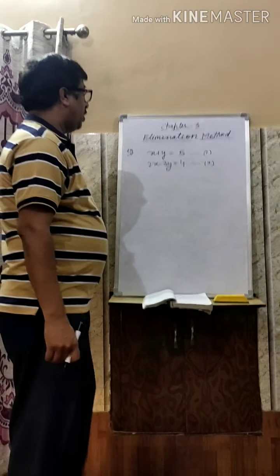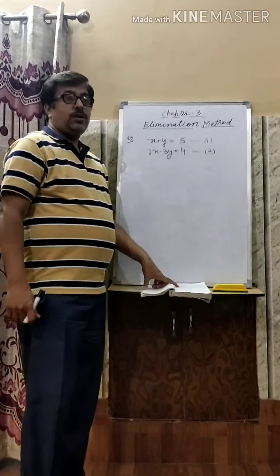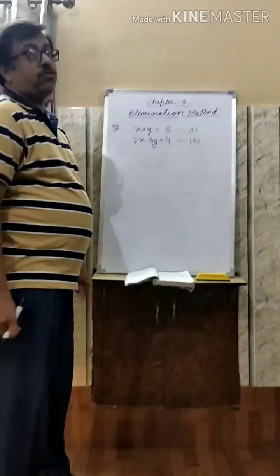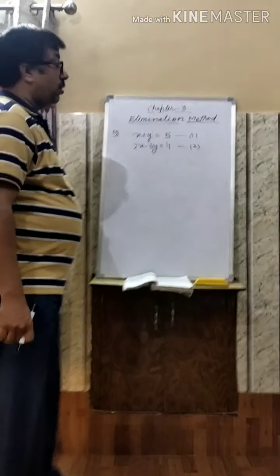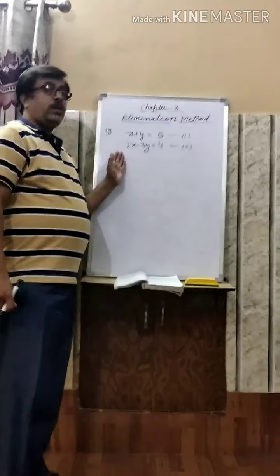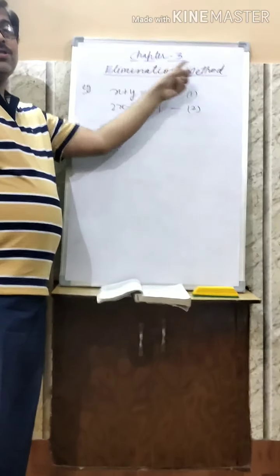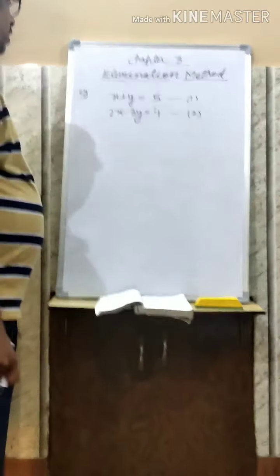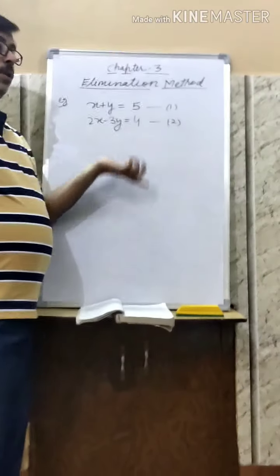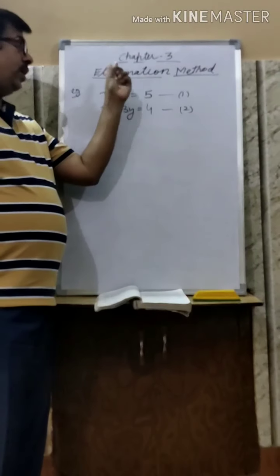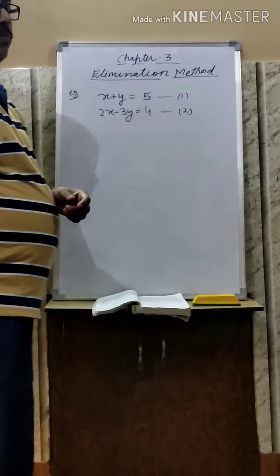Yesterday we started chapter 3, how to solve a pair of linear equations by the substitution method. Now today we are taking another method, the elimination method. Here, we will see how to solve a pair of linear equations in two variables by the elimination method.